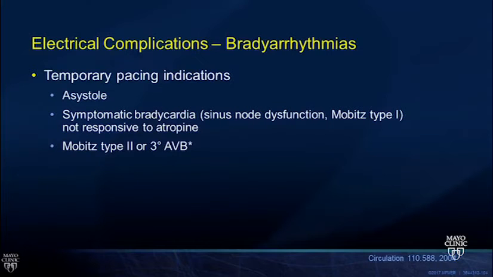So the people to pace are those who present with asystole. Again, you don't need the doctorate for that one, okay? Symptomatic bradycardia or high-grade AV block, Mobitz 2 or third-degree AV block. But what I will say is this. If you have someone who comes in with an inferior infarct, you may be able to observe some of the high-grade AV block if the patient is hemodynamically stable, asymptomatic, because oftentimes those are transient. Whereas for an anterior infarct, you're going to have to be more aggressive.